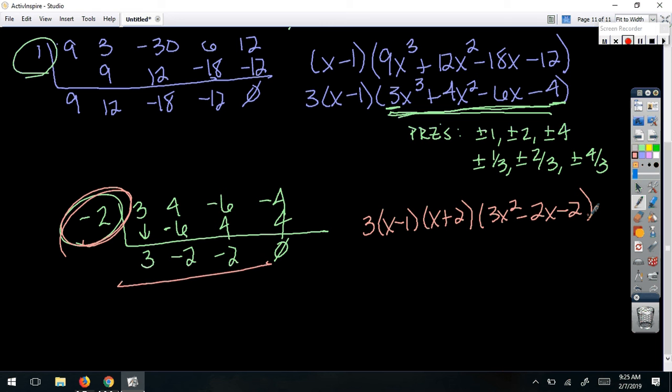Okay. So everything goes to 0, right? But guess what? It can't factor, which means I have to do what? The quadratic formula. Yes!